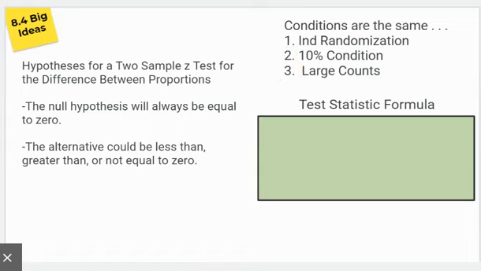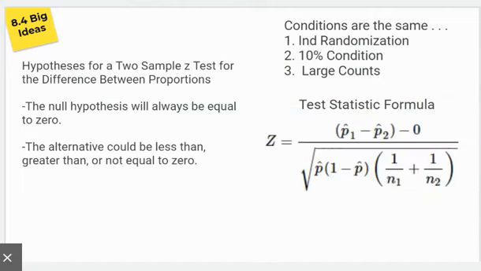And then finally, the last part of our big ideas is the test statistic. So to go through this test statistic again, remember our generalized formula for a test statistic is the statistic minus the parameter divided by the standard deviation. So our statistic is the difference in the sample proportions. Our parameter from the null hypothesis is going to be equal to 0. And then we get to the standard deviation.